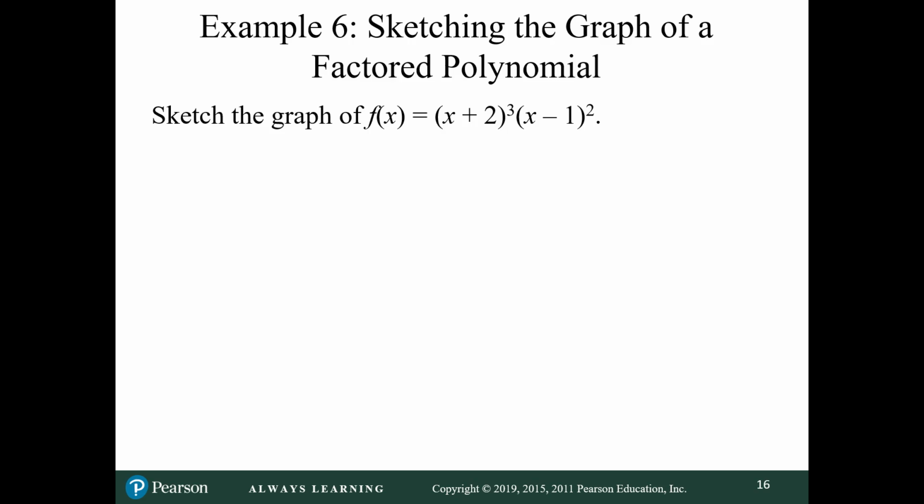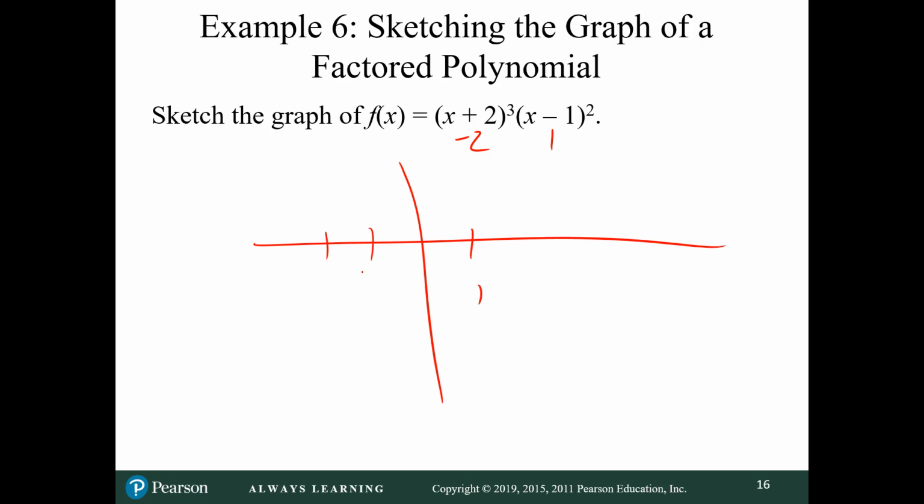Even multiplicity, we talked about that. The graph of this, -2 and 1, okay, are our roots. So here's 1, here's -2. If it's to the third power, it'll cross. If it's to the second power, it's going to bounce.